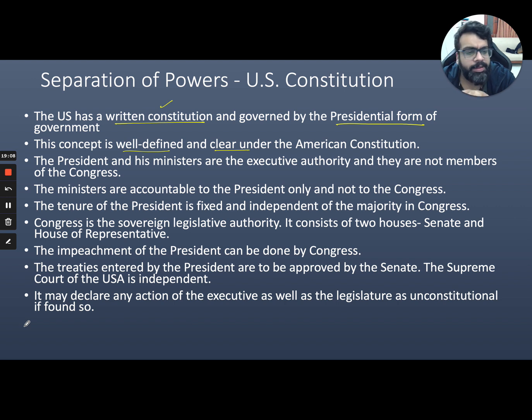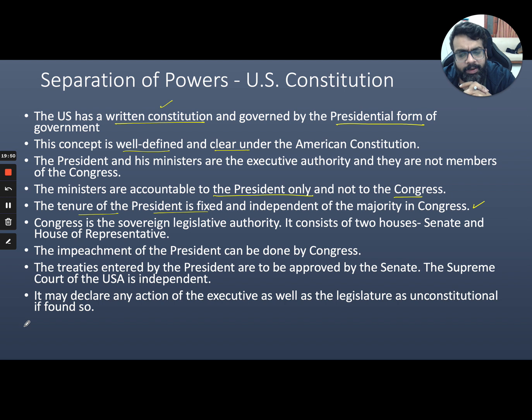And the ministers are accountable to the president only and not to the Congress, which again functionally separates them from the other branches. In fact, the tenure of the president is also fixed and is independent of the majority in the Congress, which means, as happened with the ex-president of the US, Donald Trump, he came from a different political party than the one which was in majority in the Congress, more specifically in the House of Representatives or the Senate. So there is absolutely no threat to the security of tenure of the office of the president, and it becomes rather difficult to remove the office of the president or to remove the person occupying the office of the president.